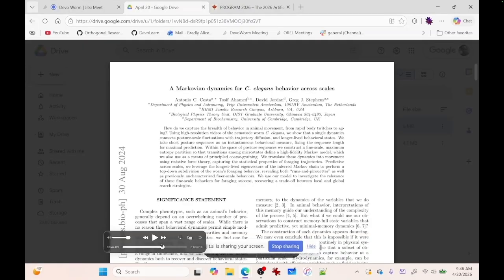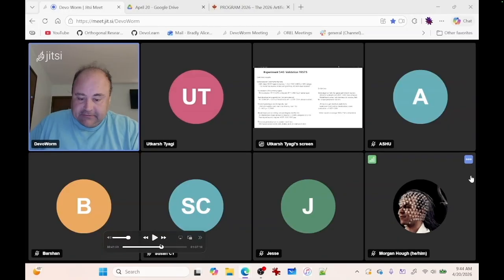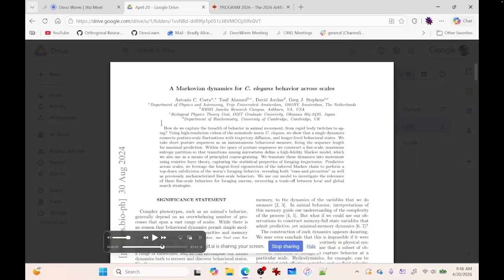And then I presented on some papers. I presented on 2 papers to end the meeting. The first was this paper, Markovian Dynamics for C. elegans Behavior Across Scales. And Barshan reminded me that he had presented on this in January, but I presented on this again because it fits into the second paper I was going to talk about.